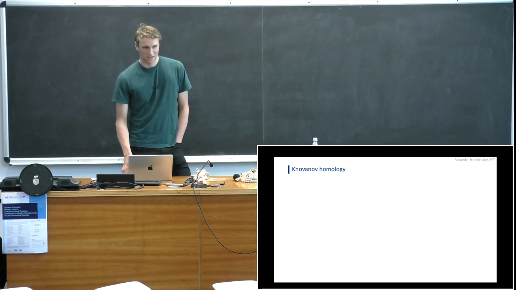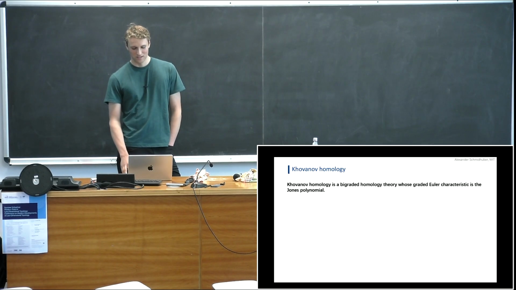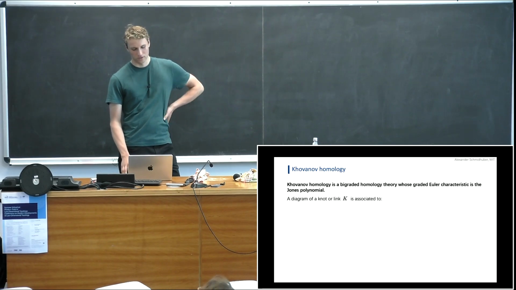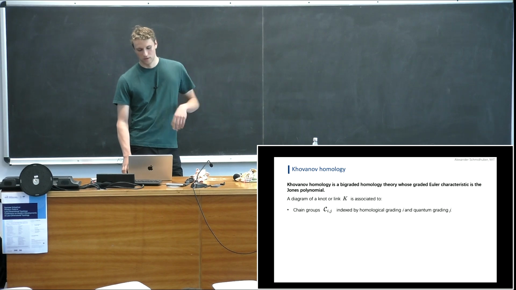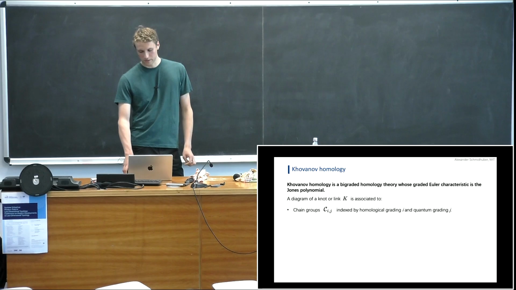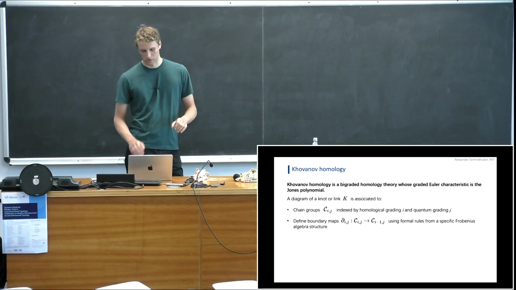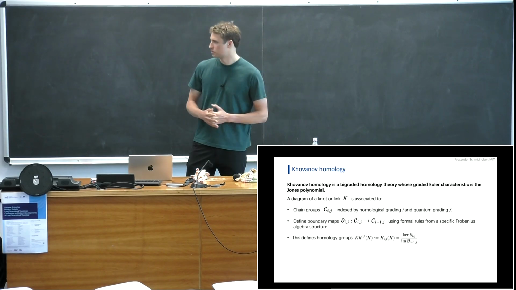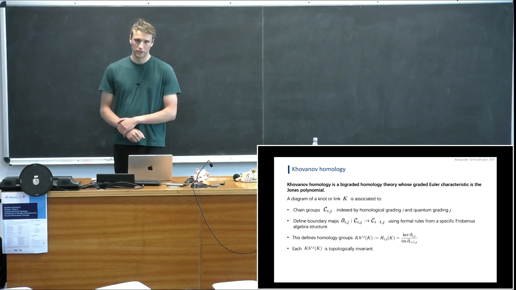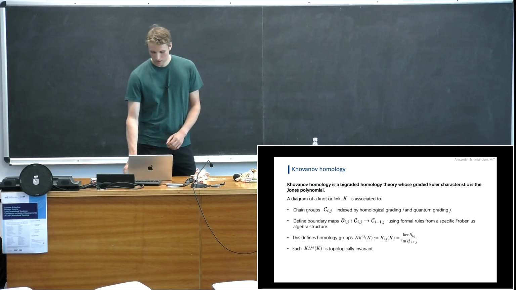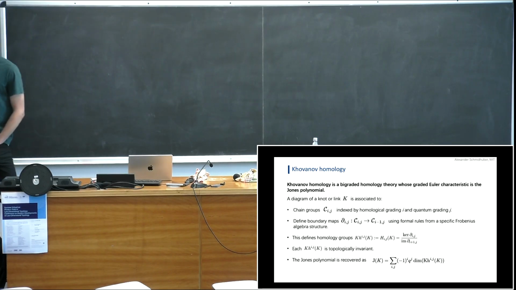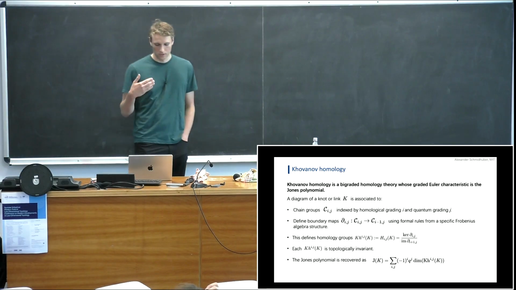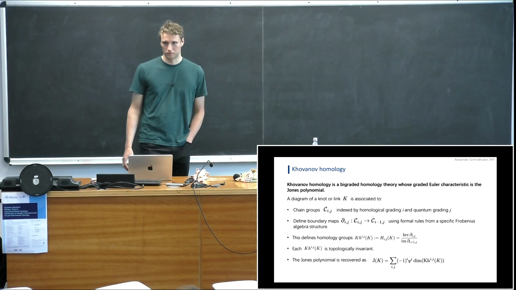Okay, so I definitely don't have to explain to this room what Khovanov homology is, but let me just attempt to define it to establish some notation. It's a bi-graded homology theory whose graded Euler characteristic is the Jones polynomial, meaning for any diagram of a knot or a link, it associates some chain groups indexed by homological and quantum gradings. There is a boundary map acting between those chain groups, which I'm not going to write down. This defines homology groups in the standard way. Each homology group is by itself a topological invariant. And the Jones polynomial is recovered as the graded Euler characteristic of this homology theory. So we would like to design a quantum algorithm that can efficiently compute these homology groups. So it could calculate the generators of that group, or maybe just the dimensions, so the Betti numbers of Khovanov homology.